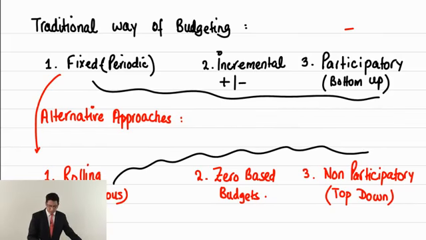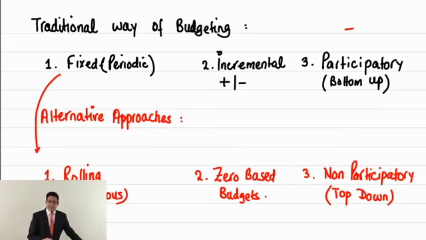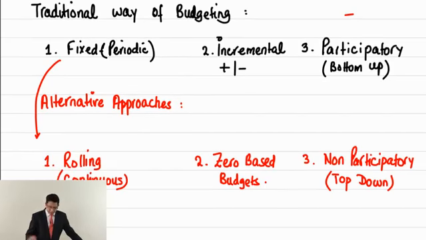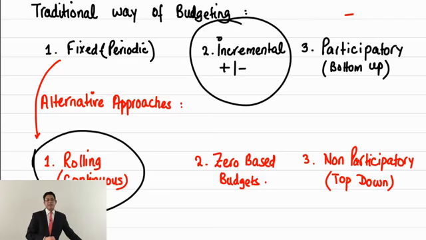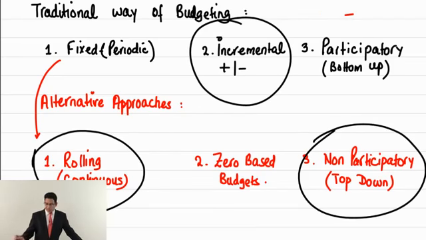No, not at all. Any organization can pick and choose in this way. That organization can prepare budgets on a rolling basis, at the same time they can have incremental, and at the same time it can be non-participatory as well. So please keep in mind, budgets should have three basic components: either periodic or rolling, incremental or zero based, participation or non-participation. Anywhere these can be added.